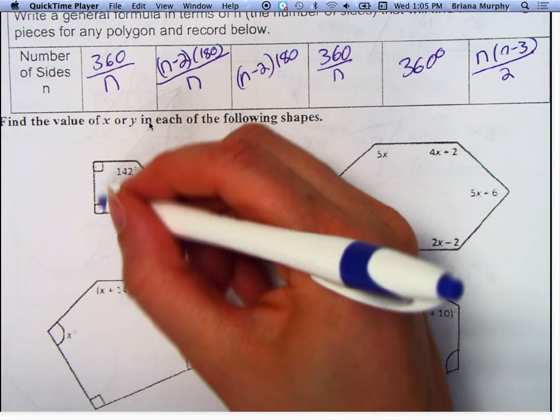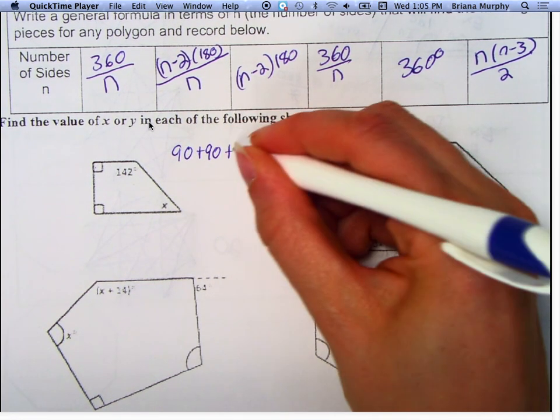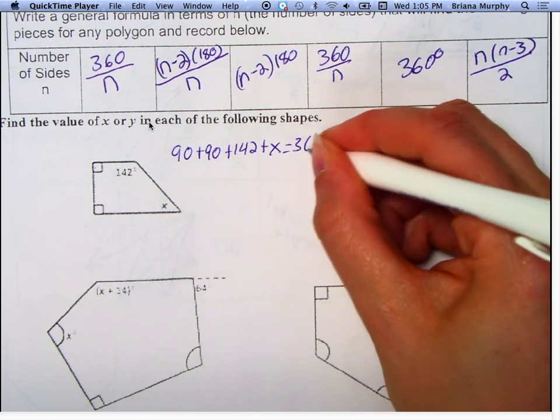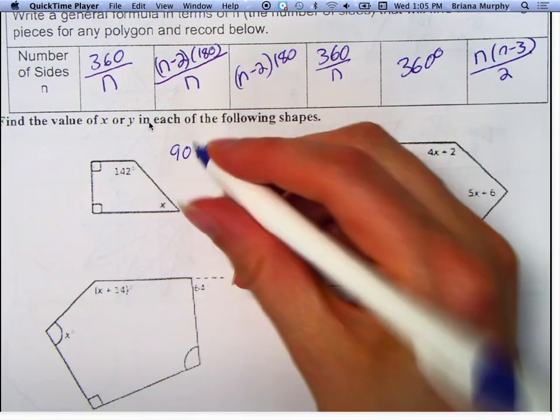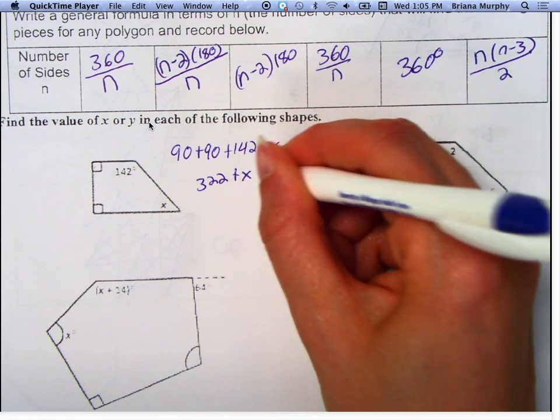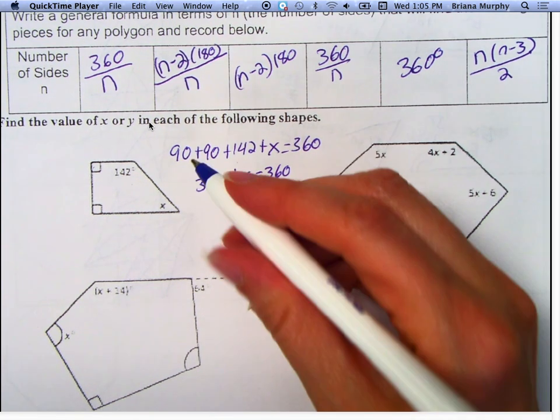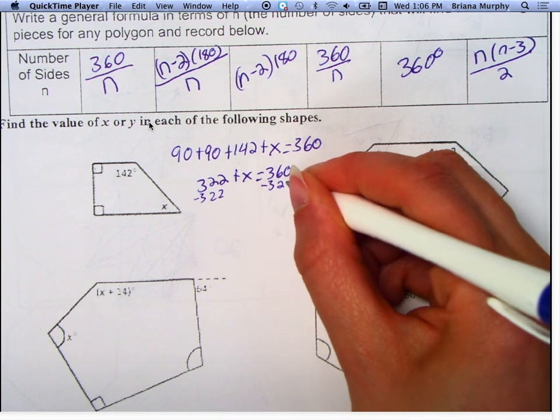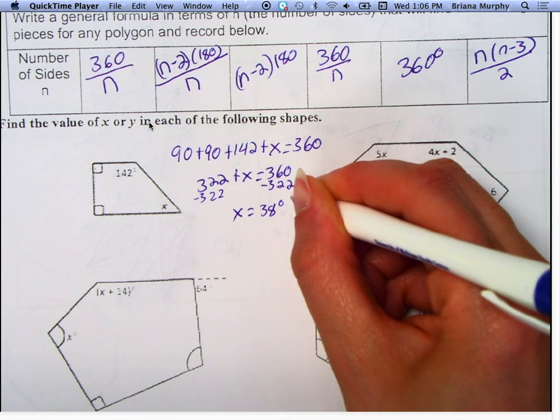360. So I know these little squares mean 90. So 90 plus 90 plus 142 plus x equals 360. Okay? 90 plus 90 plus 142 gives me 322 plus x equals 360. Now I'm going to subtract 322 from both sides. So x equals 38 degrees.